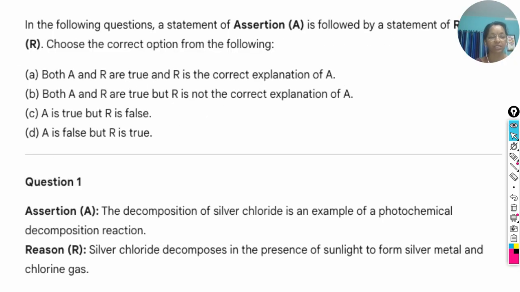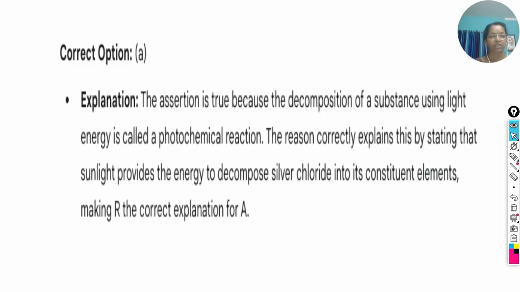Now, assertion reason type question. It is given the decomposition of silver chloride is an example of photochemical decomposition reaction. That's a correct assertion. Silver chloride decomposes in the presence of sunlight to form silver metal and chlorine gas. That is also correct. So the answer is option A. Both A and R are true, and R is the correct explanation of A. Correct option is A.